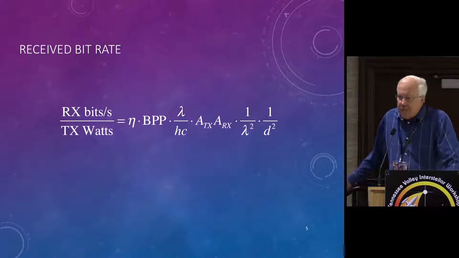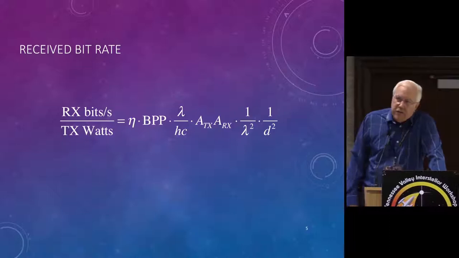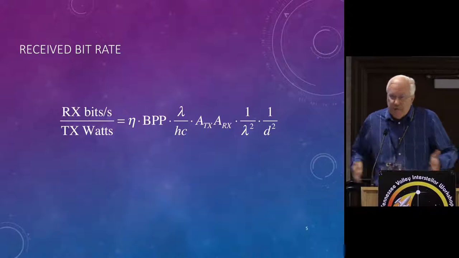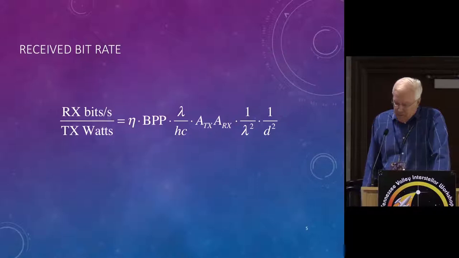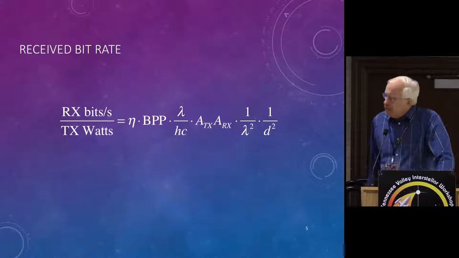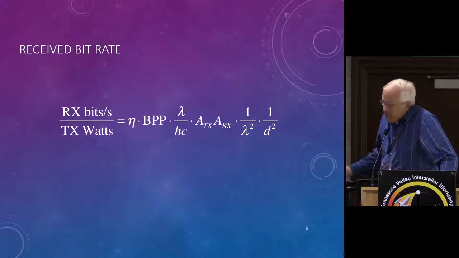And the final factor there is an efficiency factor, eta, which is various things that come into the quantum efficiency of our detection, such as the quantum efficiency of the photodetector that we're using and other factors we'll talk about later. So these are the factors that we can play with.